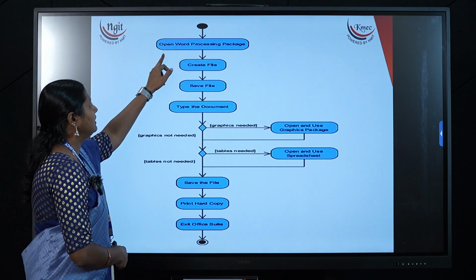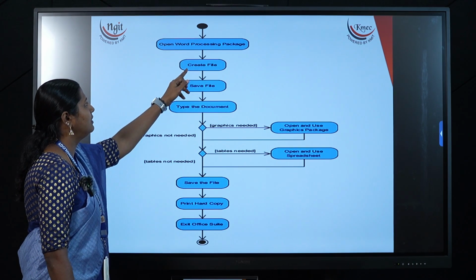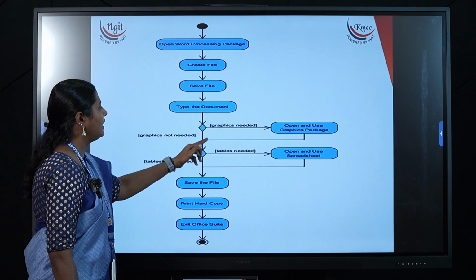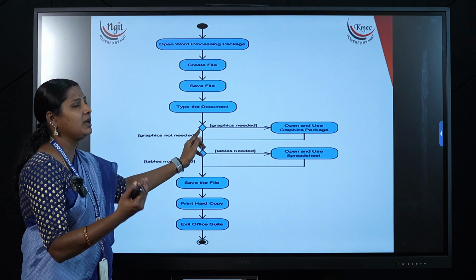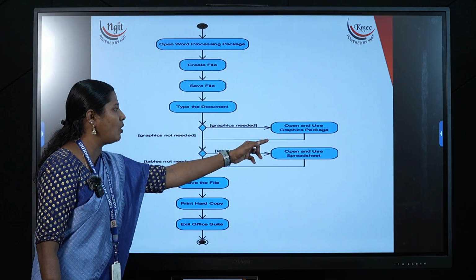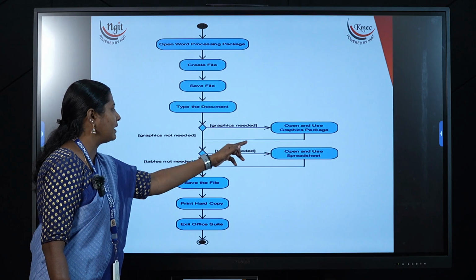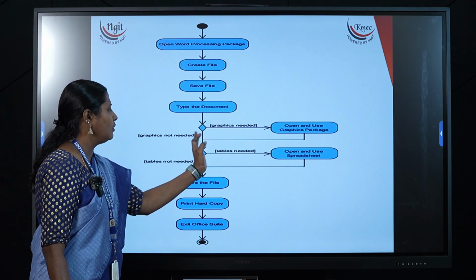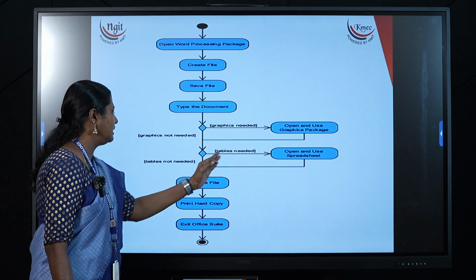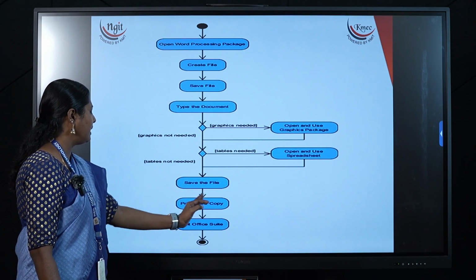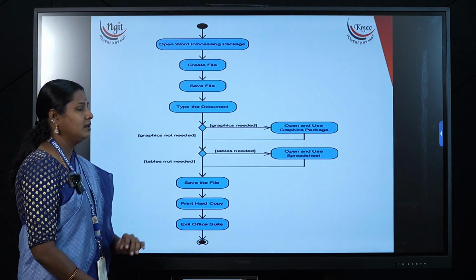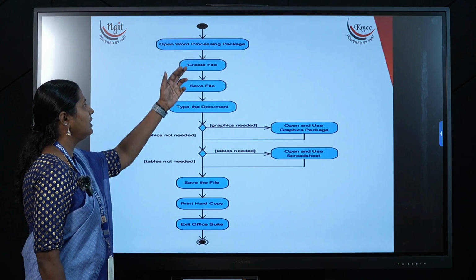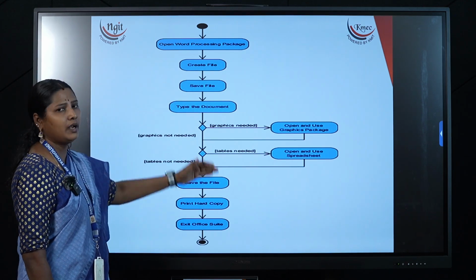Initially it is started, then the action is taken, that is open the word process package, then create a file, save the file, type the document. Whenever you are typing, check if you need graphics. If you need a graphic, open the graphic package, and again you come back. If you want to perform any spreadsheet, go back, open the spreadsheet, come back to this, save the file, print the hard copy, exit from the office suite. So the task is ended. The flow is just like starting from the start node and ending at the end node.